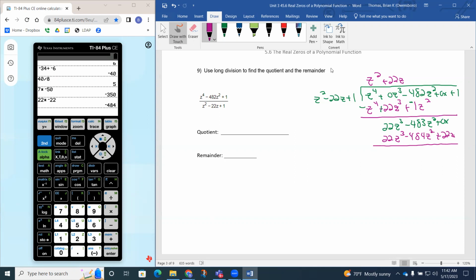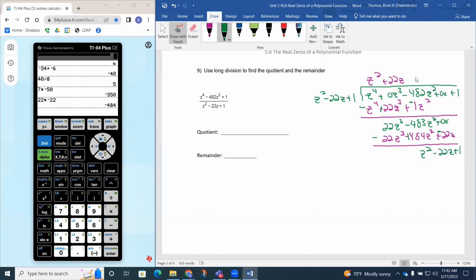So then we want to subtract. That means we're going to change the signs and add. So if we do this, we're seeing the 22's zero out. Negative 483 and a 484, that's one difference. So that's going to just give me a z squared. And that's going to be a negative 22z. And then the 1 slides down.